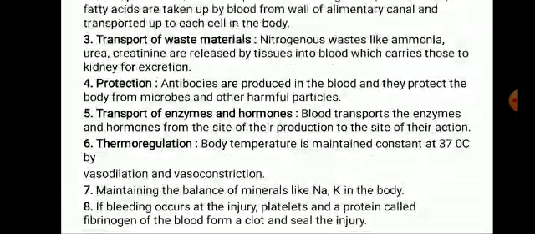Maintaining the balance of minerals like sodium, potassium in the body. If bleeding occurs at the injury, platelets and protein called fibrinogen of the blood form a clot and seal the injury. So whenever bleeding occurs, that time platelets and proteins work together, and this fibrinogen protein helps to form a clot, and thus the injury can be sealed.